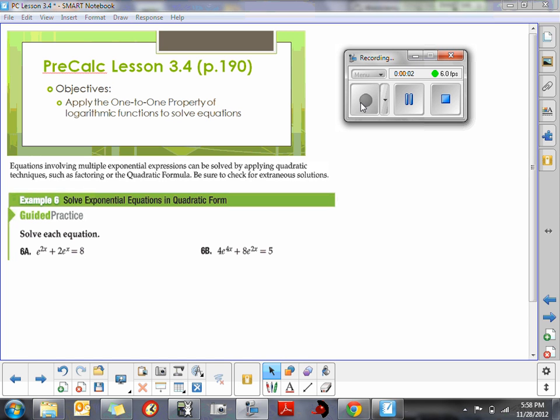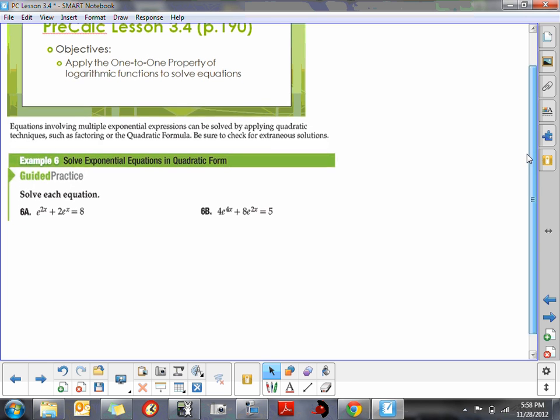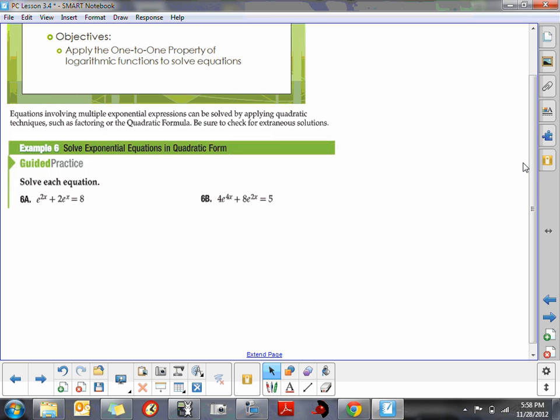In the next video, I want to demonstrate how you can solve exponential equations that are in a quadratic form. They are disguised a bit. You're going to have to be on the lookout for this form, and I'll try to demonstrate what's going on. So we're solving equations involving multiple exponential expressions, and we're going to try these using the quadratic form and using factoring techniques, and possibly the quadratic formula if factoring doesn't work.